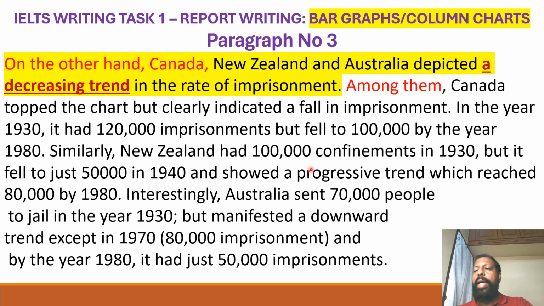Similarly, New Zealand had 100,000 confinements in 1930, but it fell to just 50,000 in the year 1940 and showed a progressive trend which reached 80,000 by 1980. So it is a very clear way of writing. Interestingly, Australia sent 70,000 people to jail in the year 1930, but manifested a downward trend except in 1970. I told you already, while analyzing, we need to especially mention this data. 1970, 80,000 imprisonments in that particular period, and by the year 1980, it had just 50,000 imprisonments.